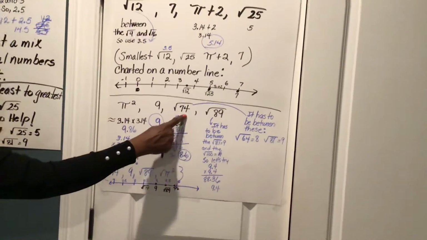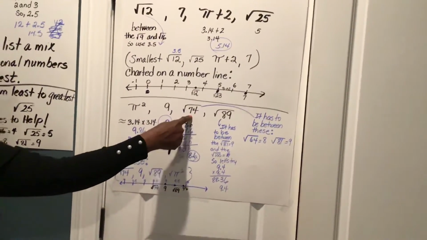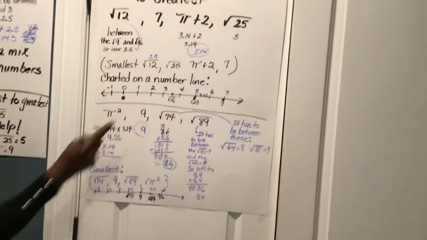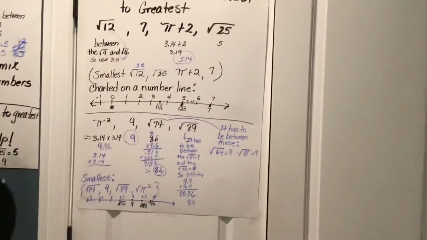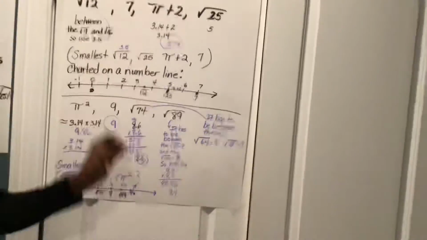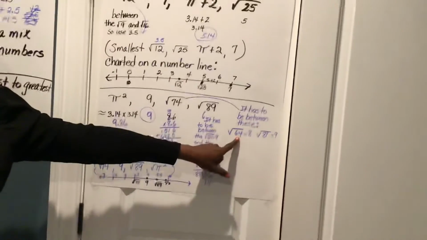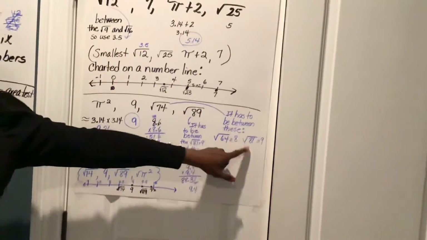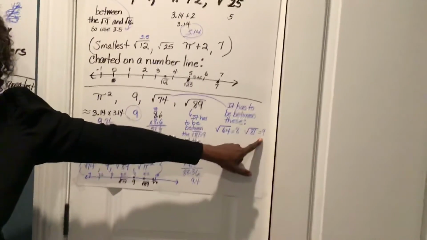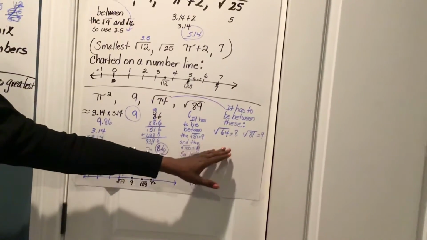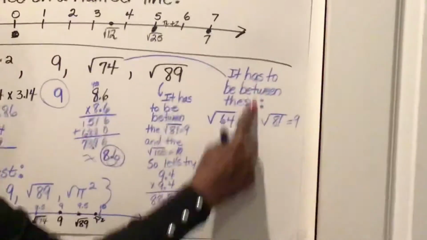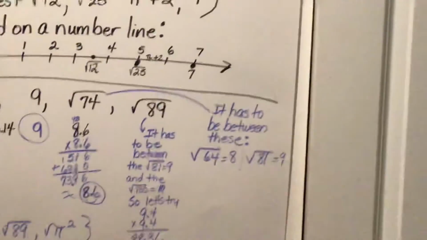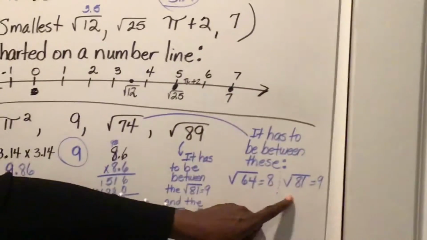Then right here, the square root of 74. Oh my goodness, 74. I don't know what to do with that. Well, I don't know the square root of 74, so I've got to think about what it would lie between. I've got to think about what I already know. I know the square root of 64 is 8. I also know the square root of 81 is 9. So I know that the square root of 74 is going to fall somewhere between these. 64, 81, 74 has got to be in the middle. So to play it safe, I'm going to go with 8.6.